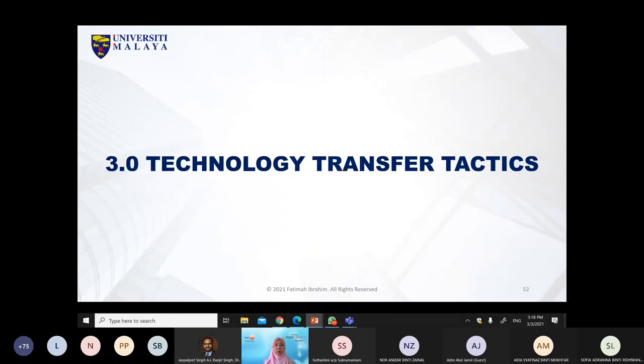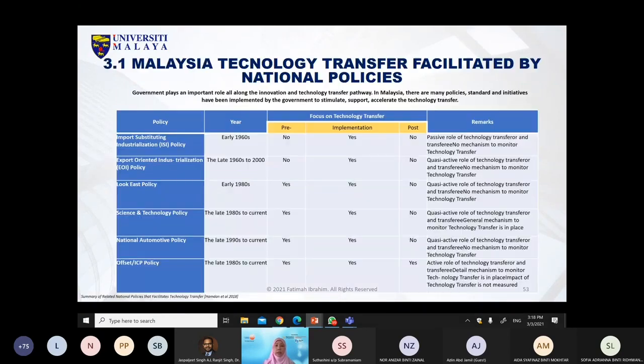So now I want to share with you the technology transfer tactics. What are the tactics? First of all, the tactics are very important. The government plays an important role all along the innovation and technology transfer pathway. So in Malaysia, many policies, standards and initiatives have been implemented by the government to stimulate, support and accelerate the technology transfer. So the tactic is that you have to be in line with the government's needs, with the industrial needs, and in line with what the government offers.